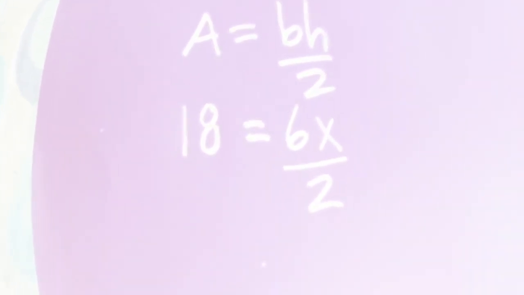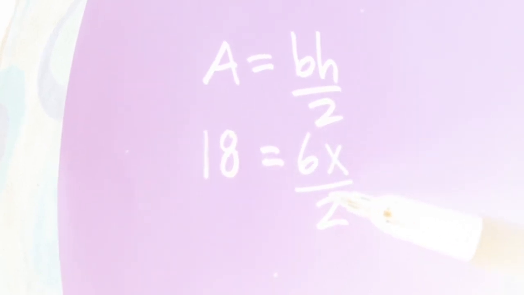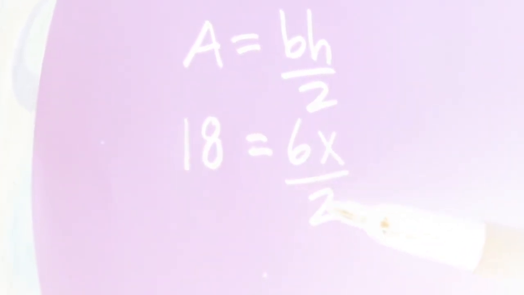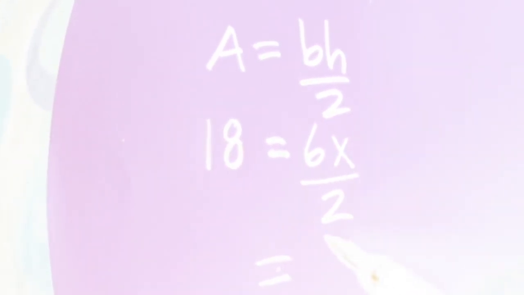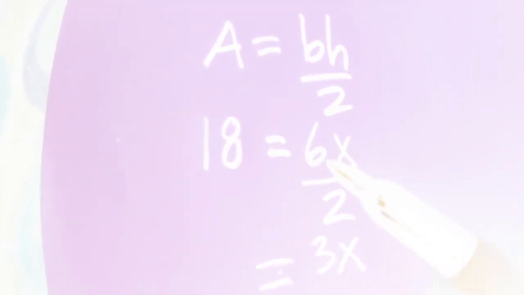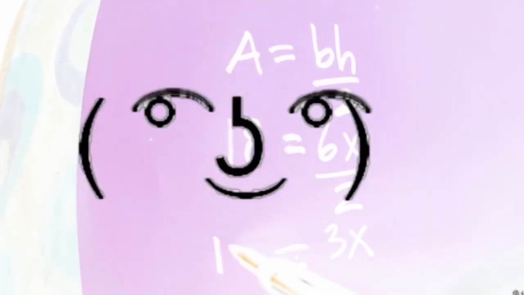Let's use some algebra steps now. Once again, we're trying to isolate the x there. But before I do that, check this out. That's 6x divided by 2, and 6 divided by 2 is 3. So I can simplify that side to 3x, because 6 divided by 2 is 3. And on this side, it's just an 18. So I have 18 equals 3x.